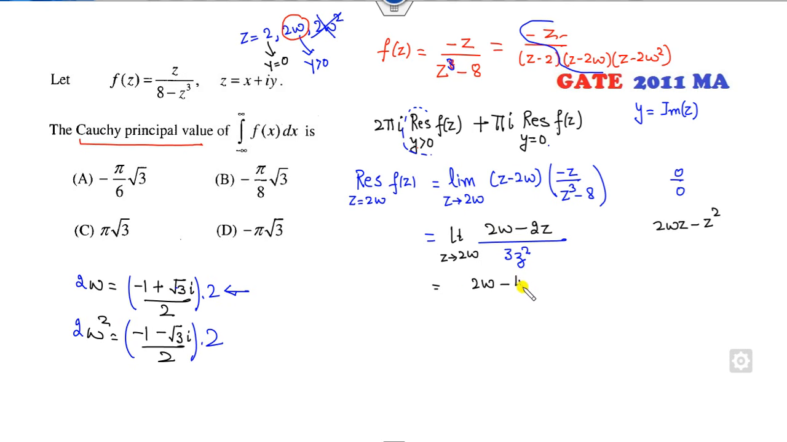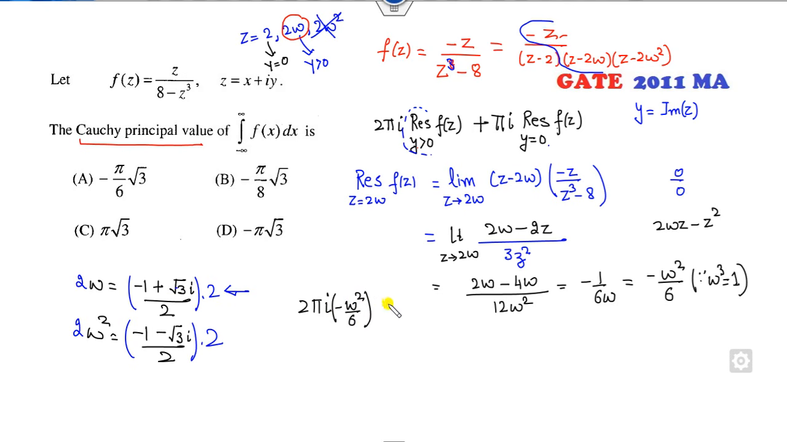So 2 omega minus 4 omega, it is minus 2 omega, and 12 omega square. One omega will be cancelled. It is minus 2 omega minus 1 over 6 omega. Or I can multiply this by omega square, giving 6, because we all know omega cube is always 1. So therefore this value will be 2 pi iota times minus omega square over 6.